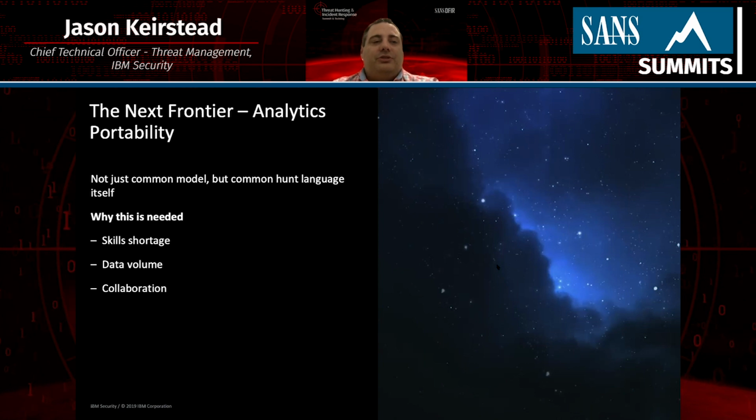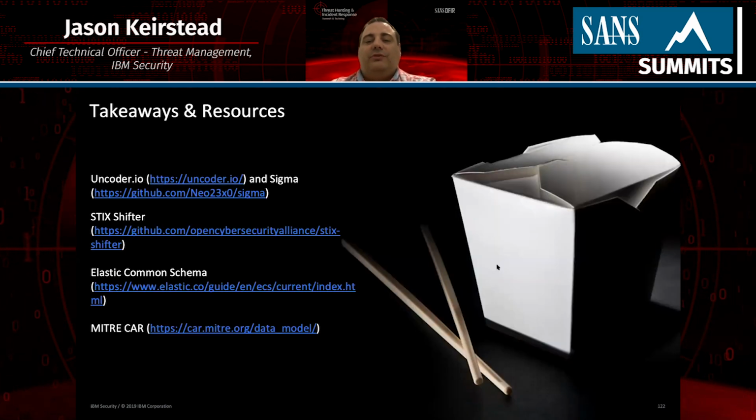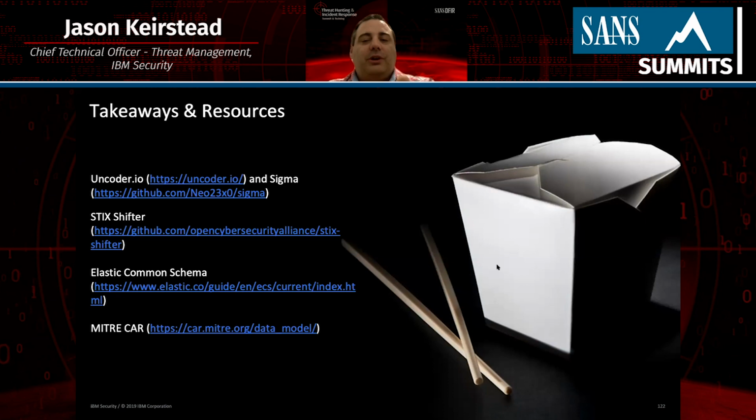To close, I'm going to leave you with a few different resources you can draw on if this whole topic was interesting to you and you want to dive into the space more. First, I recommend checking out Uncoder.io and the Sigma project that some folks earlier today were talking about. If you're not familiar with it, it's a very powerful tool in this domain. Although it maps a little bit more into the detection space, you can actually also use it when you're hunting.